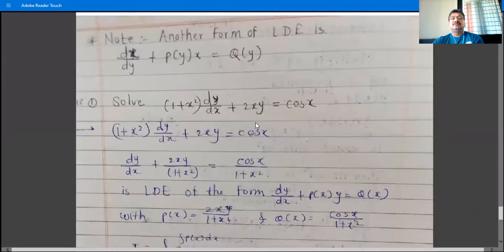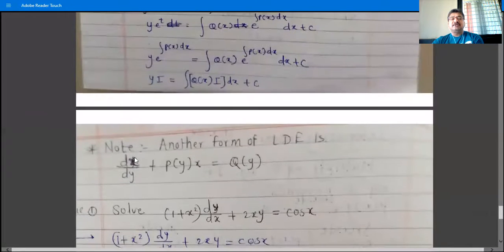So this is another form, dx by dy plus P(y)x is equal to Q(y). Instead of x, we write y, and in place of y we write x. So this is another form. And what is its solution now? What is the solution of this form? In this solution, replace x by y and y by x.